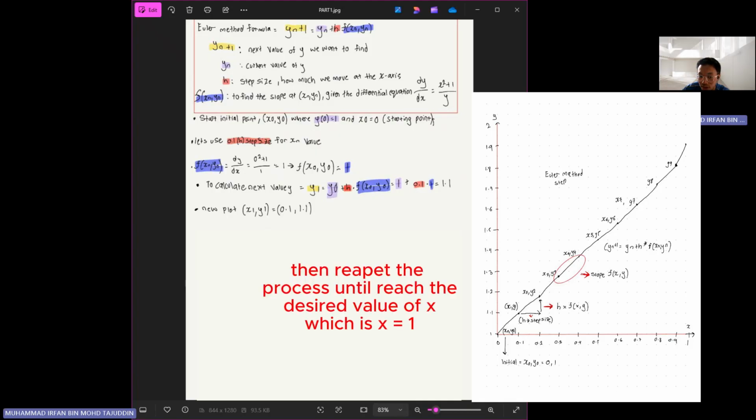We repeat this process for each step, calculating the slope and finding the next point until we reach the desired value of x.